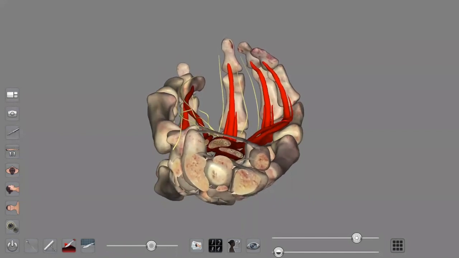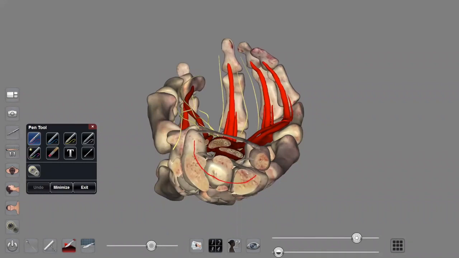So again, you can see here the carpal tunnel comprised of the proximal row of carpal bones, the roof being the transverse ligaments, and then within the carpal tunnel, we have tendons of the flexor digitorum superficialis, the flexor digitorum profundus, and the flexor pollicis longus, excuse me, and the median nerve.